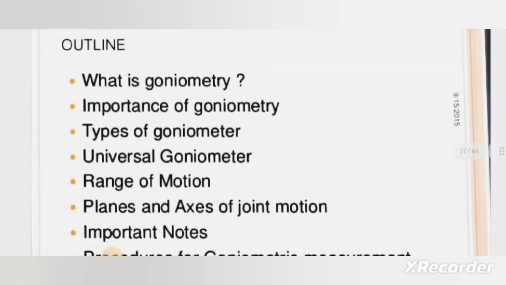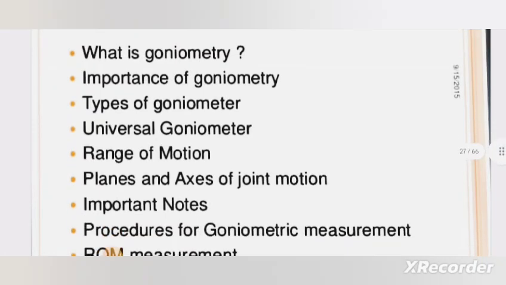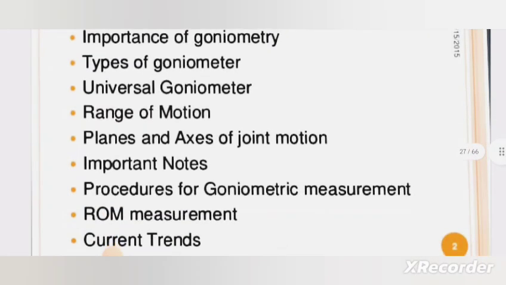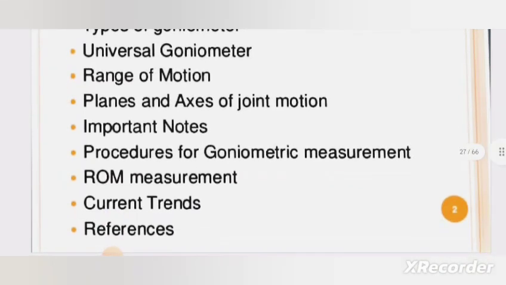In this video, we learned about what is goniometry, importance of goniometry, types of goniometer which is mainly the universal goniometer, range of motion, planes and axes of joint motion, procedure for goniometric measurement, range of motion measurement and the references.